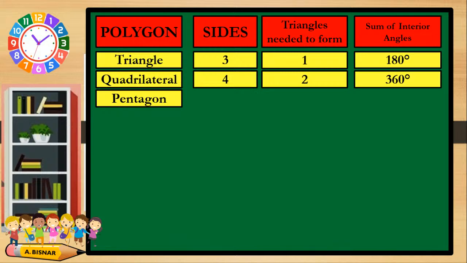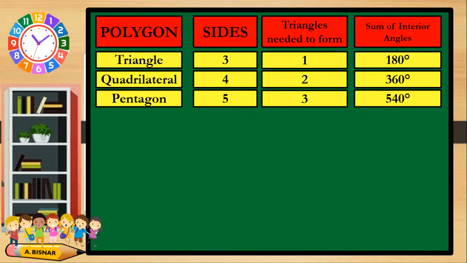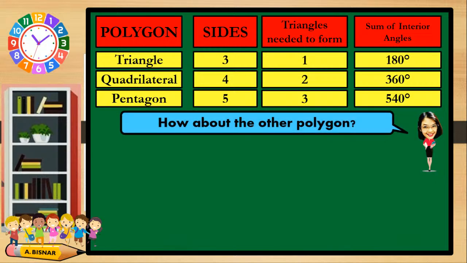Okay, with the pentagon, identify the number of sides, the triangles needed, and the sum of the interior angles. That's correct. Your answers are correct. It has 5 sides. You needed 3 triangles. And the sum of the interior angles of it is 540 degrees. Well, how about the other polygons? Paano naman daw yung iba?